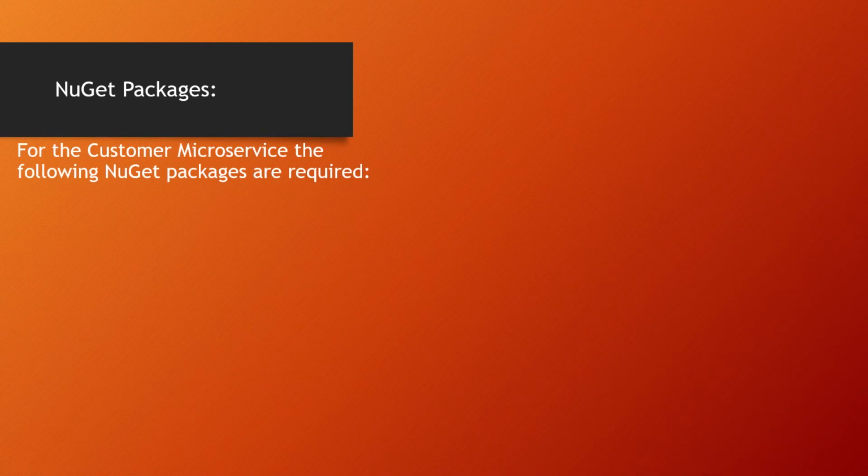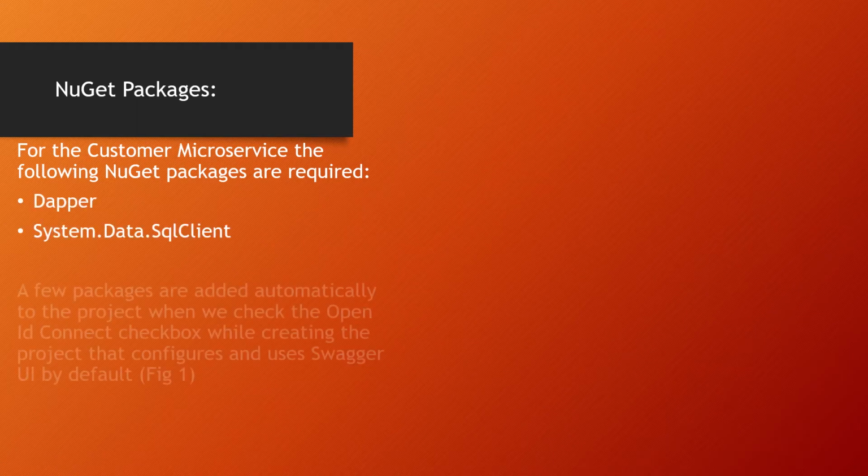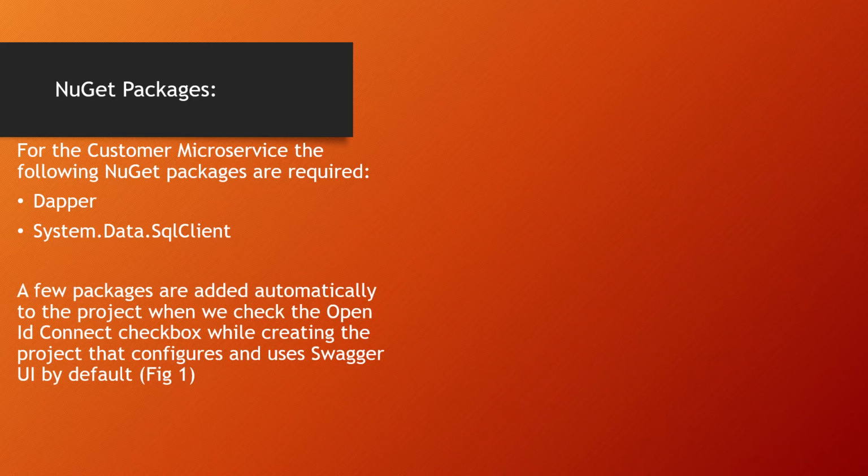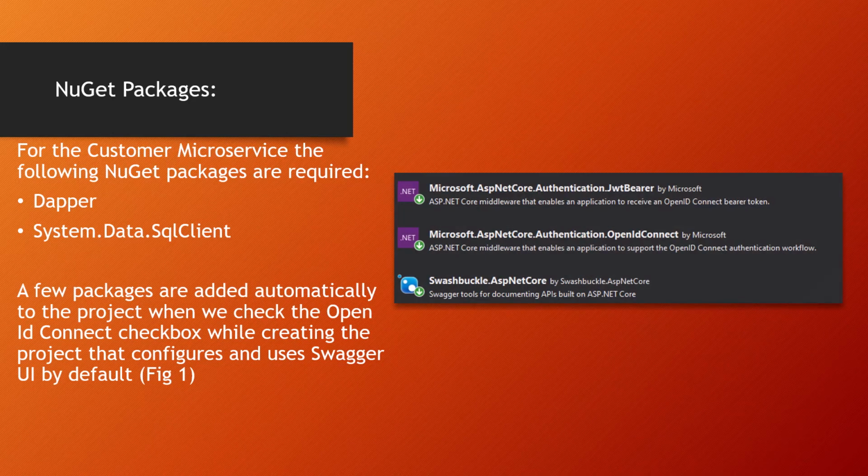The following NuGet packages are required: Dapper, System.Data.SqlClient, and a few packages are added automatically, as we'll see in this diagram: Microsoft.AspNetCore.Authentication.JwtBearer, and these three are automatically added, including Swashbuckle.AspNetCore, while creating the project that configures and uses Swagger UI by default, because we have kept the OpenID Connect checkbox checked.